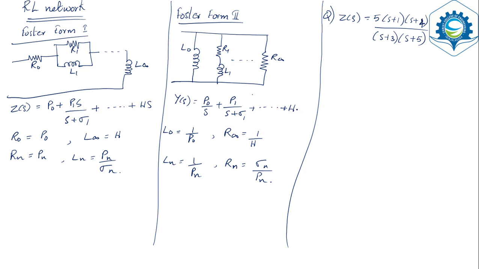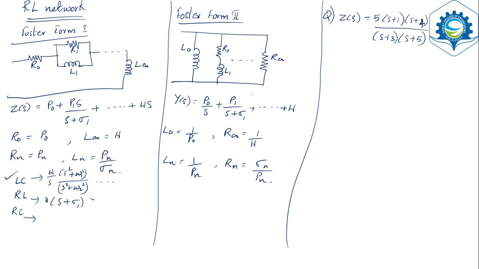Now, how do you differentiate between the LC, RL and RC networks? The LC network has H by S into (S square plus omega 1 square) divided by (S square plus omega 2 square) and so on. So if there are S square terms, it means it is an LC network. Now, for the RL as well as the RC networks, there are no S square terms. There are only S terms.